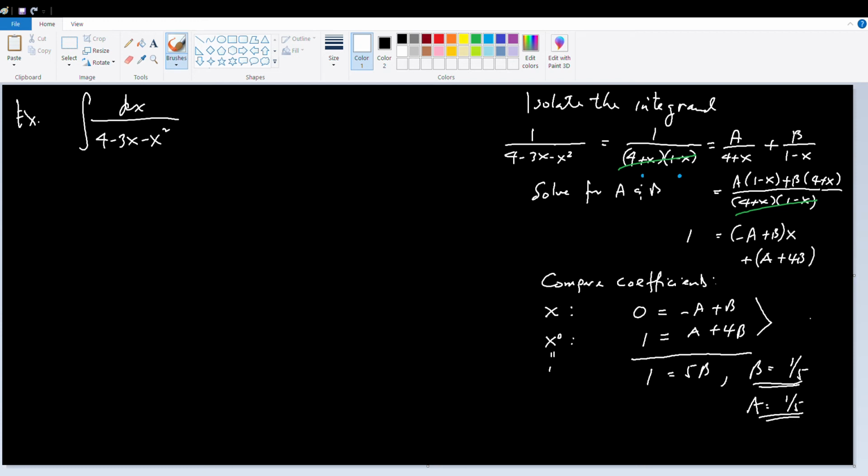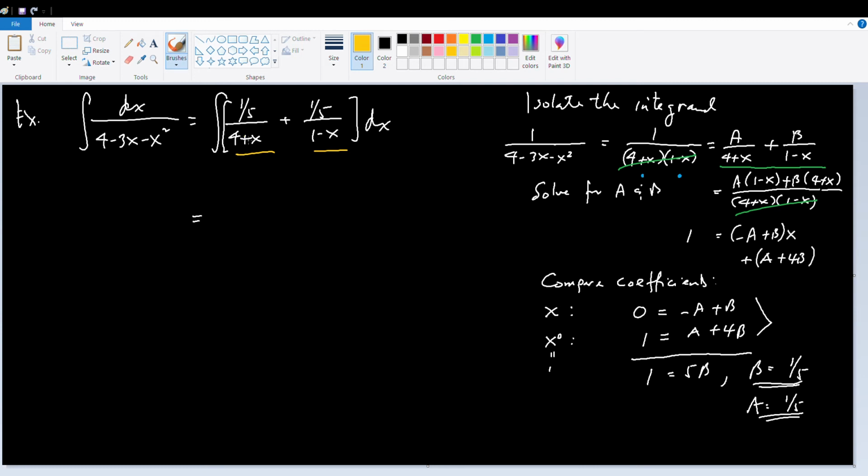Right? So we go back to our integral. The integrand 1 over 4 minus 3x minus x squared is equivalent to a over 4 plus x plus b over 1 minus x. Since we have already calculated the values of a and b, we write there 1/5 over 4 plus x, and then b is also 1/5 over 1 minus x quantity dx. Alright? We then evaluate these two separately.